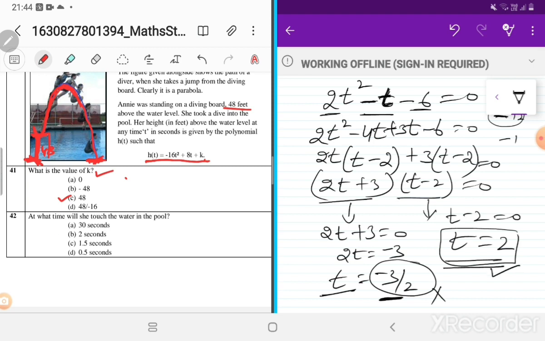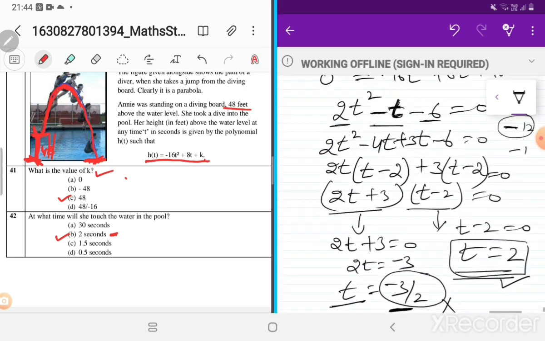So at what time will she touch the water in the pool? At 2 seconds, she will touch the water level in the pool when she jumps. When she touches it, her height will be 0. So she jumped and touched the water level in 2 seconds. This way you can solve your second question, that is 42.